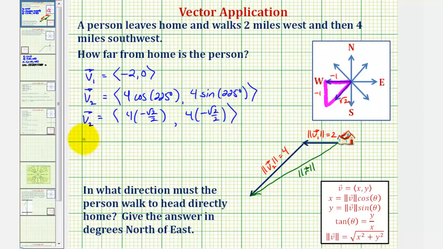So simplifying, vector v sub 2 would have an x component of negative 2 square root 2, and the y component would also be negative 2 square root 2.